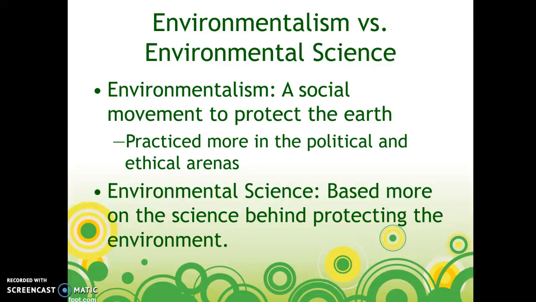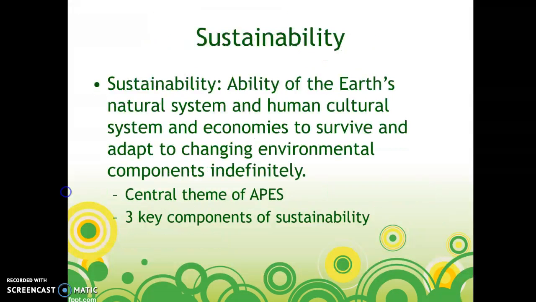There are two topics that often get confused: environmentalism versus environmental science. Environmentalism is a social movement to protect the earth. This is practiced more in the political and ethical arenas, whereas environmental science is based more on the science behind protecting the environment. So what can we do? How can we do it? Why do we need to do it? That is more what environmental science looks at.